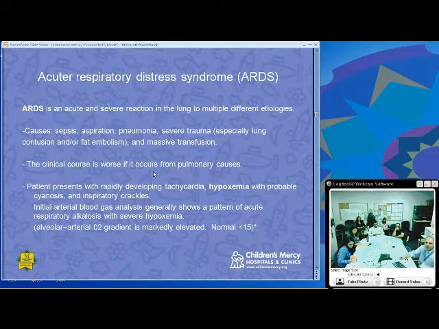So the patient starts presenting with an acute episode of tachycardia, hypoxemia. They have cyanosis, and in the physical exam, they mainly have crackles. In the initial blood gas, there is a pattern of hypoxemia. They have tachypnea, so they end up blowing off some CO2, so they may have respiratory alkalosis. And one of the indicators of how severe your process is is having a big gradient between the amount of oxygen in your alveoli and the amount of oxygen that is going into the arterial system. So your alveolar-arterial gradient is very elevated.